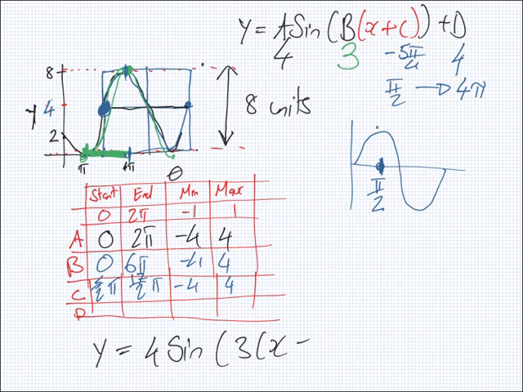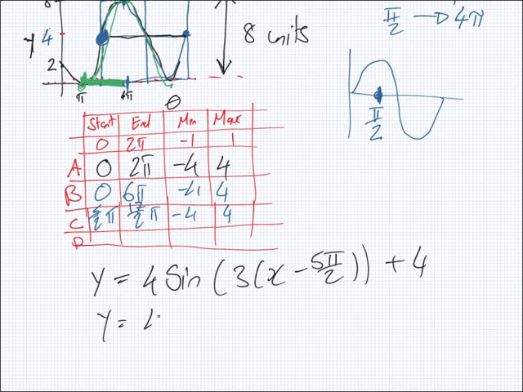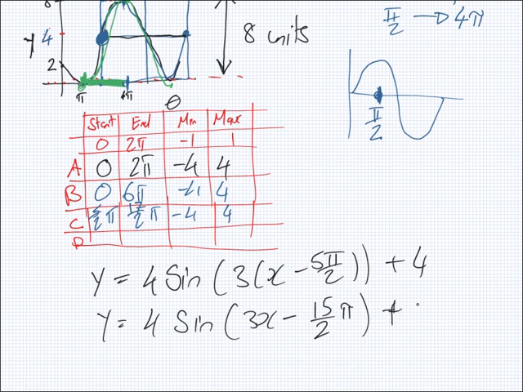3x minus, sorry, that should say over 2, 5 pi over 2, plus 4. I can expand and I get y equals 4 sine 3x minus 15 over 2 pi plus 4.